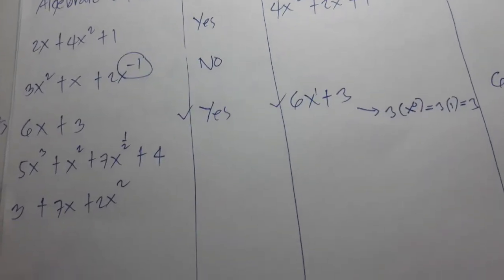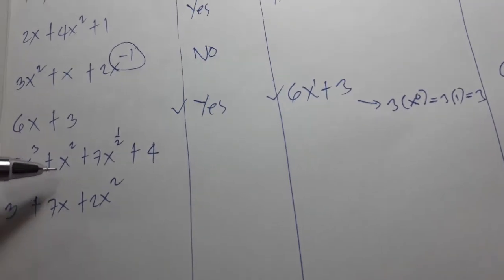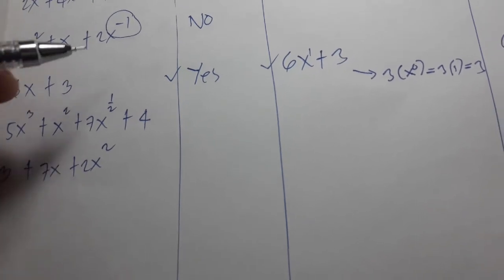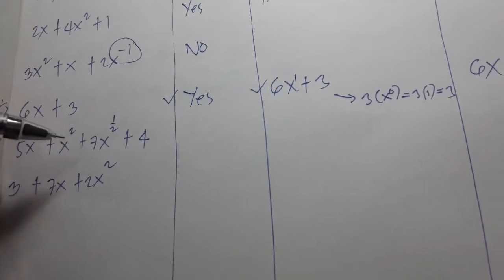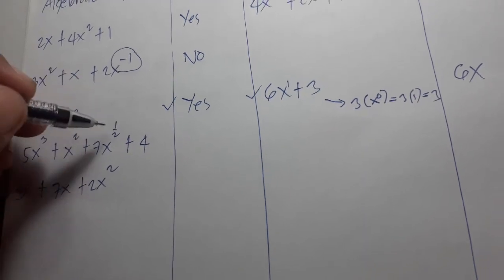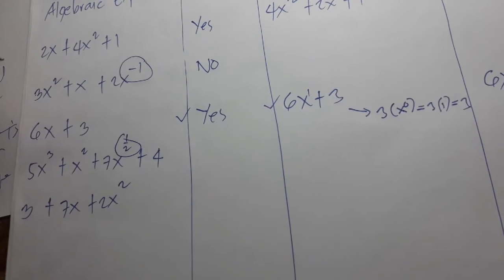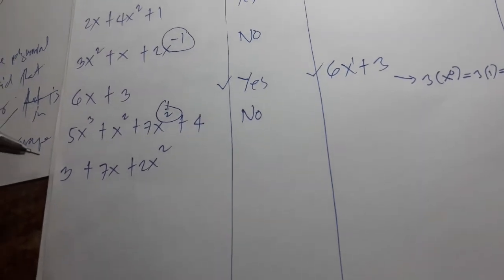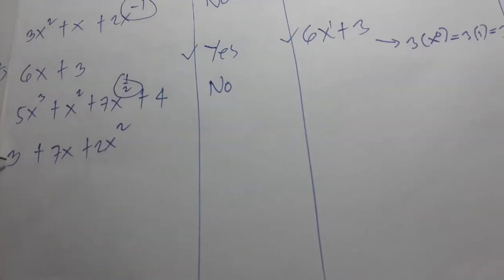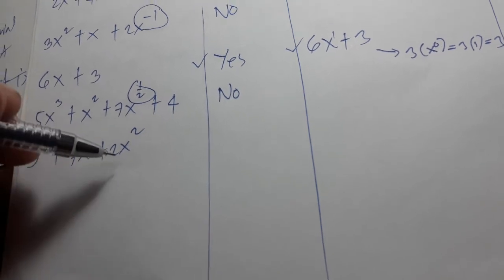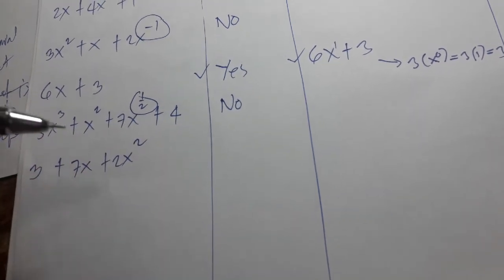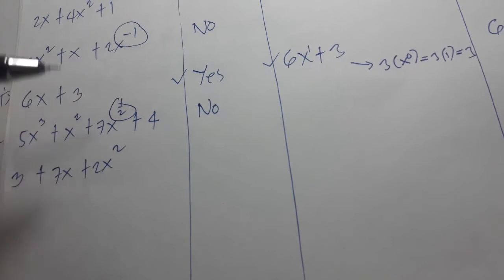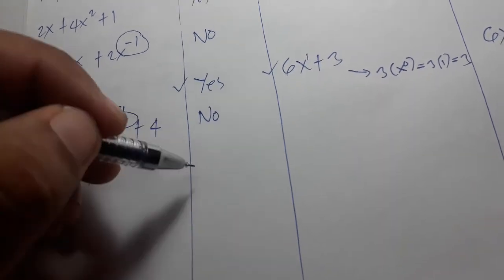Okay, last two algebraic expressions. 5x cubed plus x squared plus 7x to the power of 1 over 2 plus 4. It is almost a polynomial for me. However, we have a fractional exponent. This is a big no. For the last expression, 3 plus 7x plus 2x squared, again, is this a polynomial? It is a clear polynomial. So a big yes.